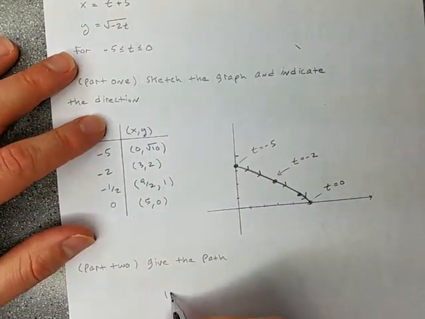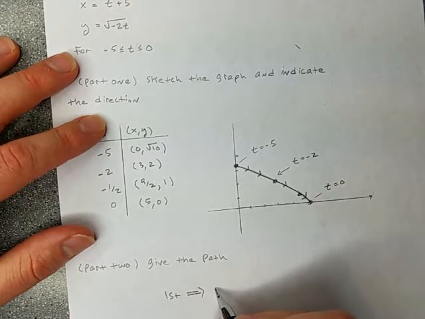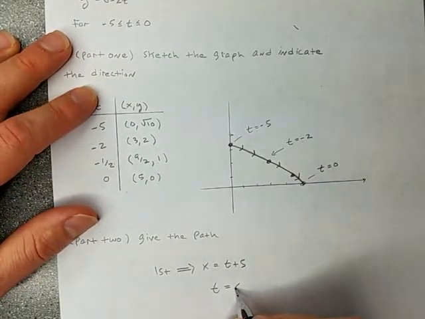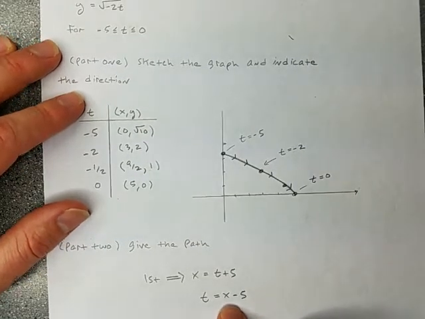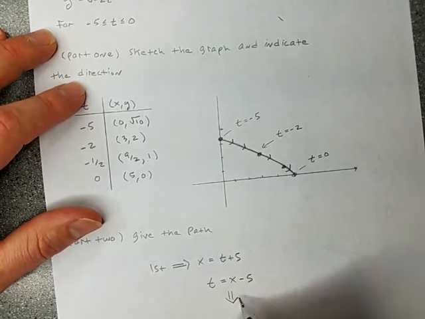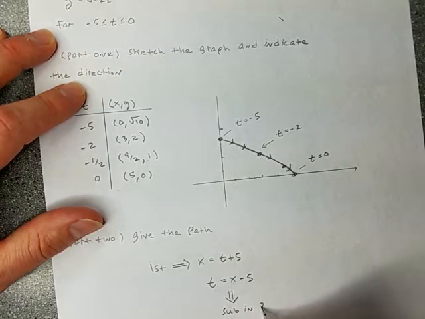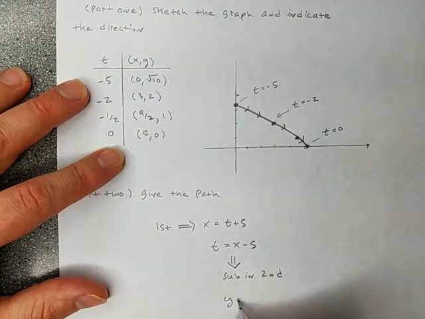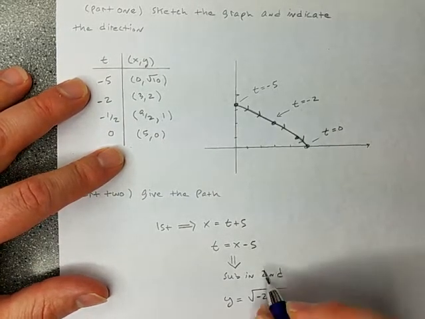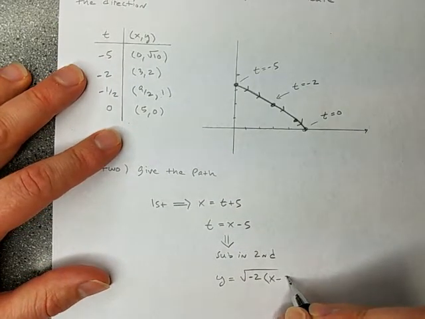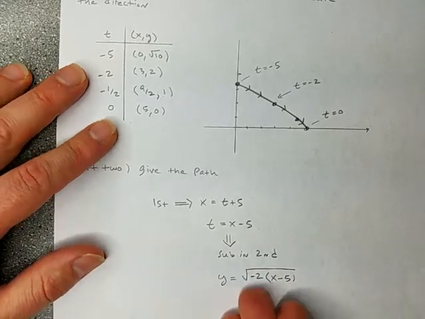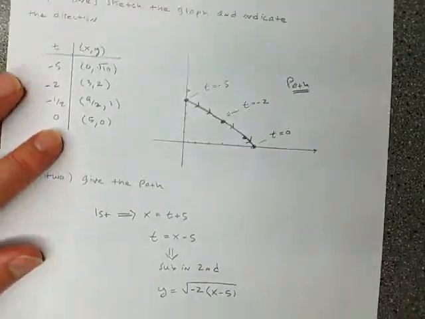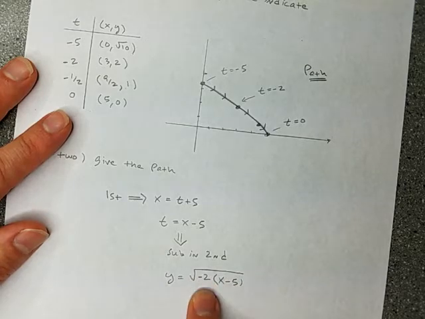If I take my first equation, which is x is equal to t plus 5, and I solve it for t, then I can put that into my second equation, okay? And my second equation says y is root negative 2 times t. So that would be y is root negative 2 times t, but t is given to be x minus 5. Okay, so let's give the path like this. I'm going to write it up here. Okay, I'll say root 10 minus 2x. That's the way that's going to reduce.